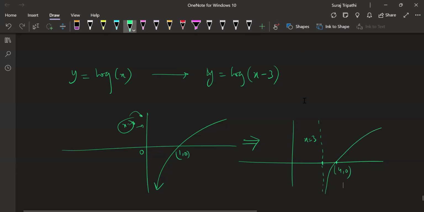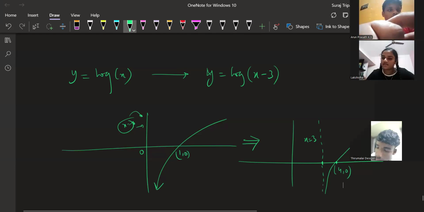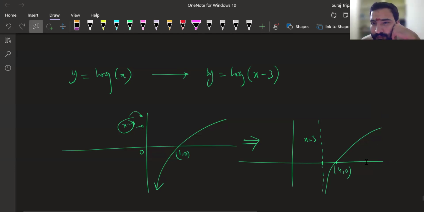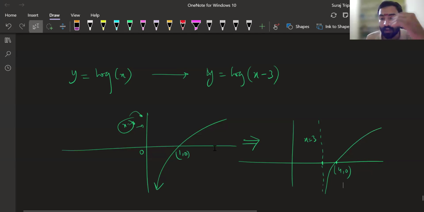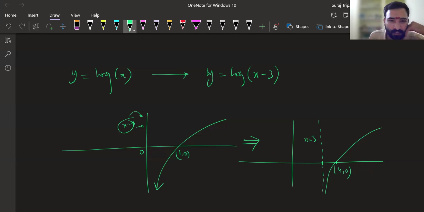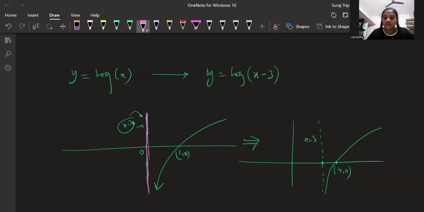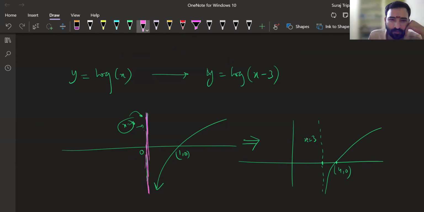Why do we have that perpendicular line x equals 3, sir? See, we have to show what the asymptote is for this new curve, this new graph. Previously the asymptote was x equals 0, that is the y-axis line. This line is an asymptote. I hope you know asymptotes. Yes, sir. Got it, sir.